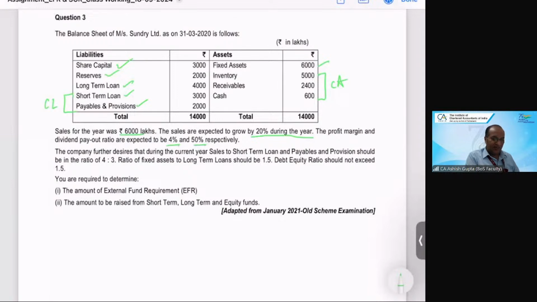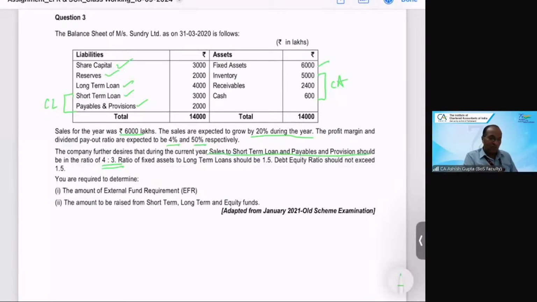The company further desired that during the current year, sales to short-term loan and payables and provision should be in the ratio of 4:3. Now in SGR there is only one condition, that financial leverage should not be distorted. But here there are other conditions as well, not relating to that. They may state their own conditions.